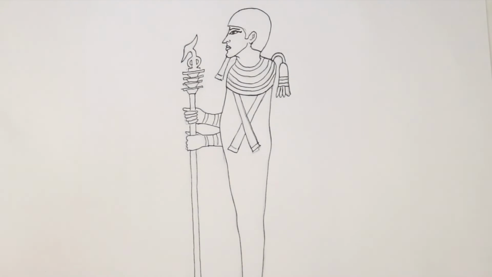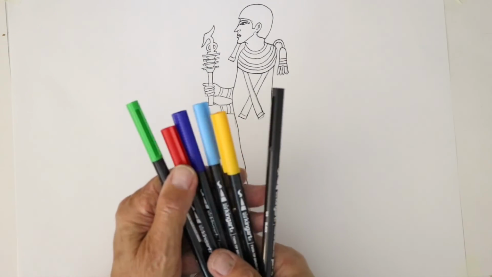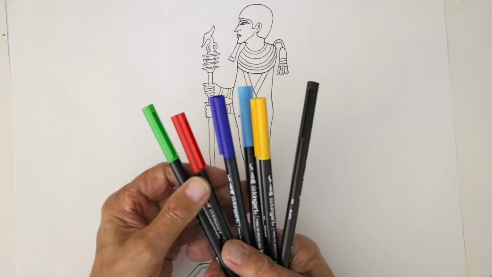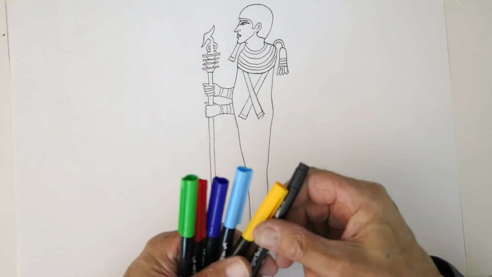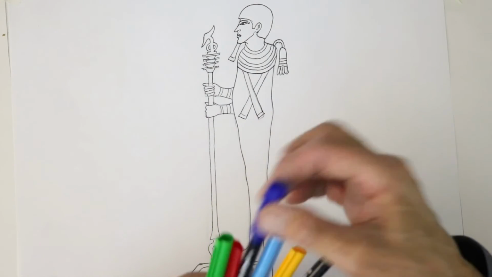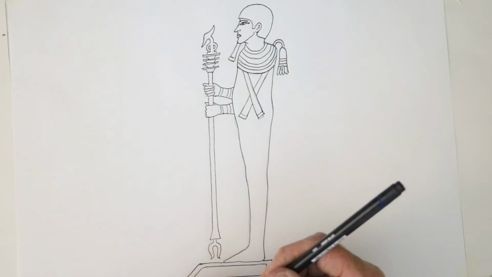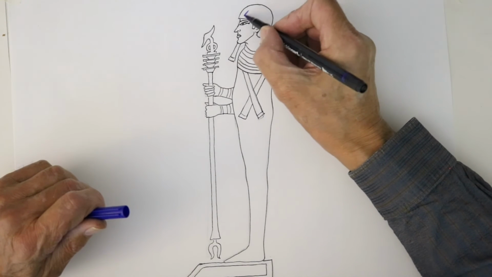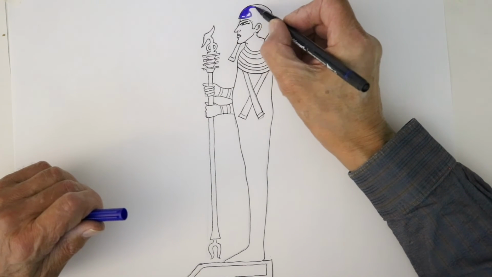Like that. Okay, so the next thing I'm going to do is I'm going to colour it, and for that I'm going to use pens and a very simple selection. You see here there are 6 pens: green, red, blue, and a pale blue, yellow, and a black. Okay, and we're going to start off with the dark blue, and that is the colour of his skull cap. So we'll just start to go up to the line and colour all that in like that very carefully.